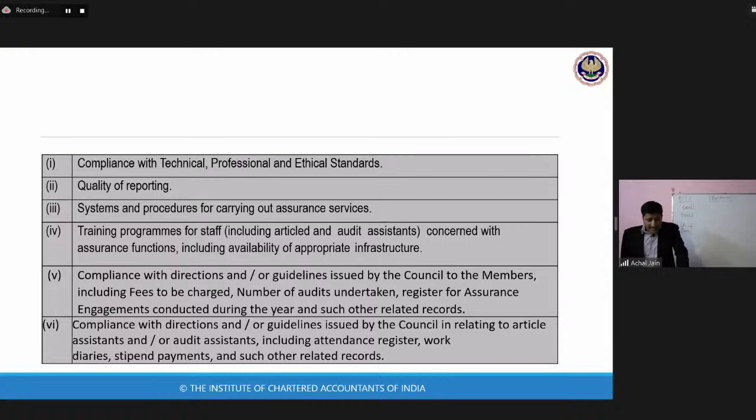Fourth, any practice unit which is not selected for peer review, let's suppose that is neither in level 1 nor in level 2, may suo motu apply to the board for conduct of its peer review. The board shall act upon the same within 30 days from the date of receipt of such a request. So fourth, we can say suo motu. So firm wants its peer review to be conducted. So a firm may reach out to the peer review board and request for its peer review.